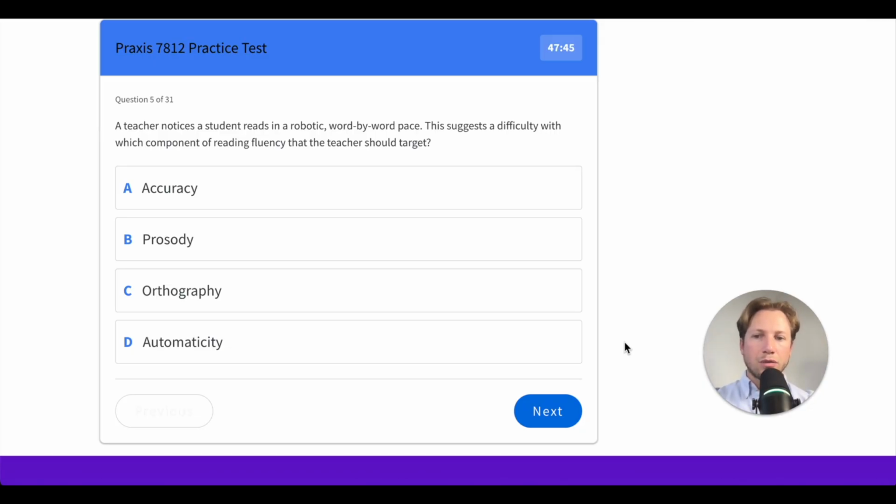All right, so remember that reading fluency has 3 different legs, what we call the 3 legs of fluency. That's accuracy, rate, and prosody. Prosody is another way to say intonation, or the way a student reads. And so that's what we're going to be looking at here. Option B, that would be what the teacher wants to promote or increase or help with that student.